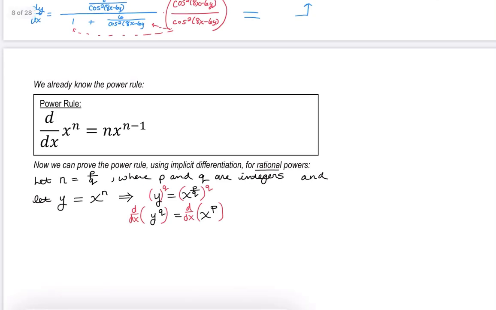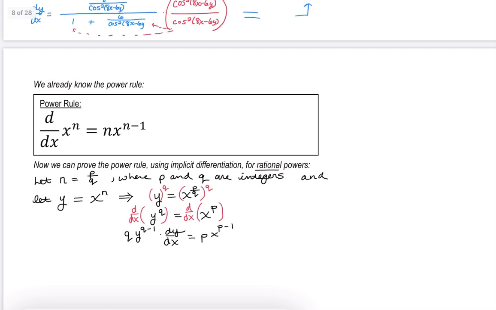So we're going to differentiate both sides with respect to x, using implicit differentiation. On the left-hand side, when we're differentiating this y, yes, we're using the power rule, so q y to the q minus 1, but I just differentiated a y, so I have to introduce this factor of dy dx. On the right-hand side, it's just differentiating a factor that is an x, so I can just apply the power rule, so p x to the p minus 1 power.